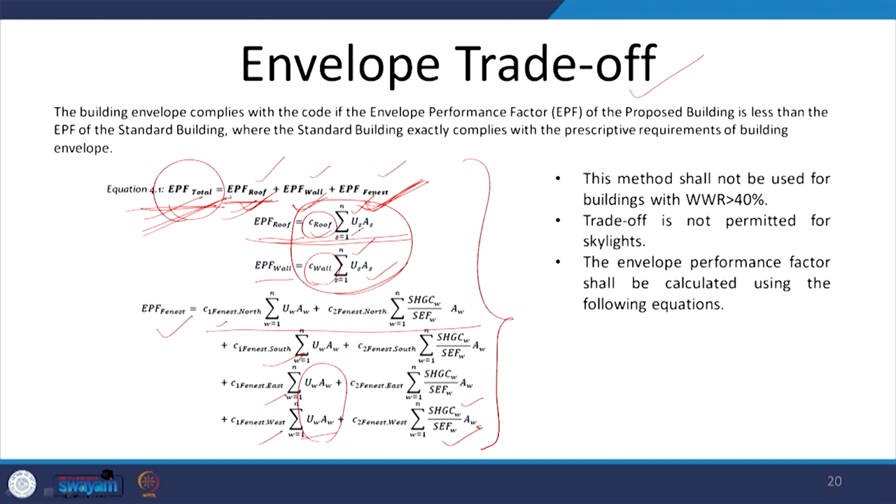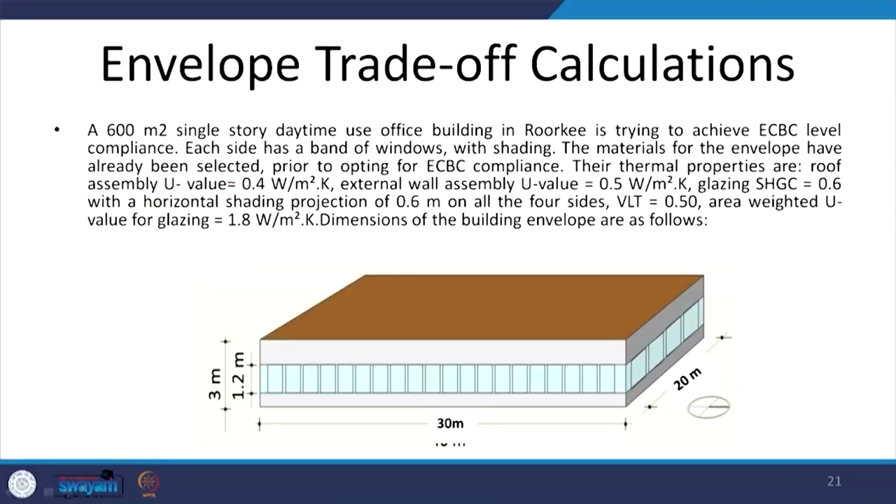So, the U value will be taken as what is given in the prescriptive tables, and the area will be the total area. Once we calculate the base case EPF, we compare it with the EPF of the proposed case. Let us quickly take an example here. This one is a 600 meter square single story daytime use office building in Roorkee, and here we are trying to achieve the ECBC level compliance.